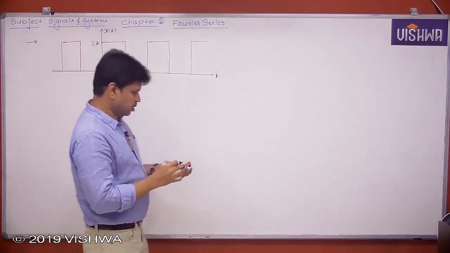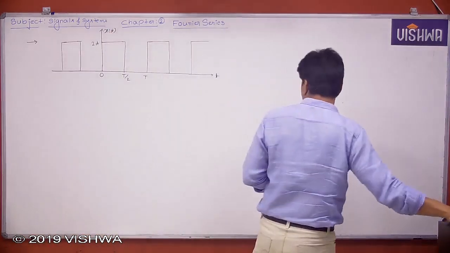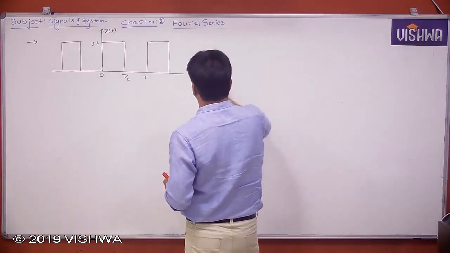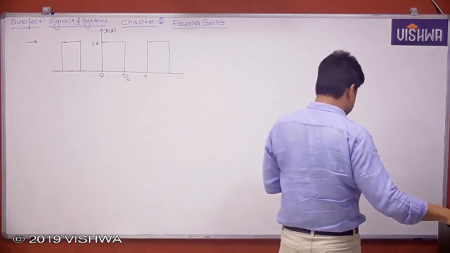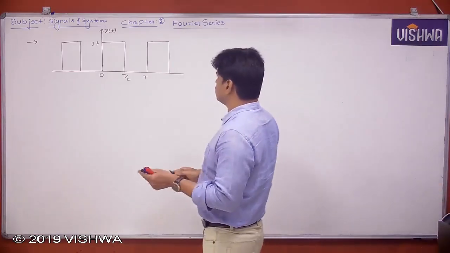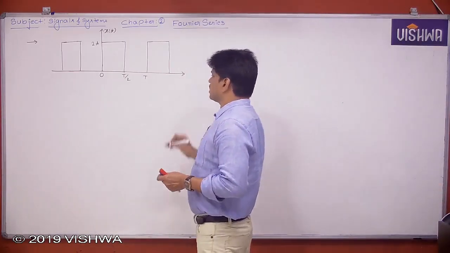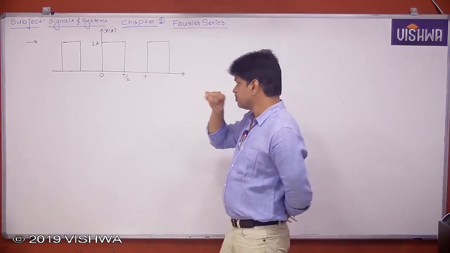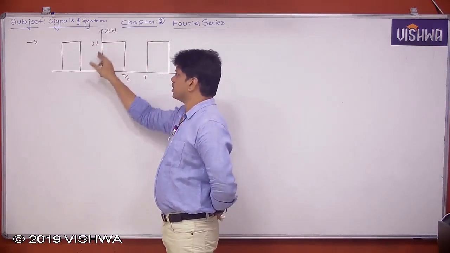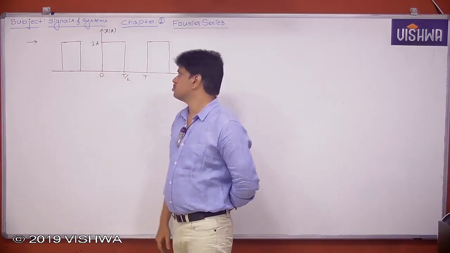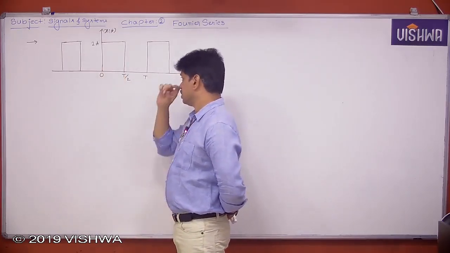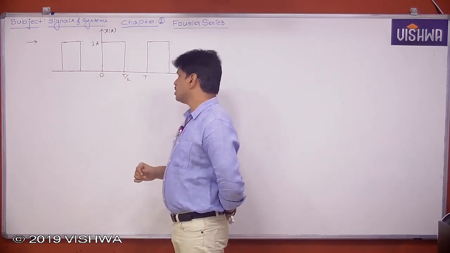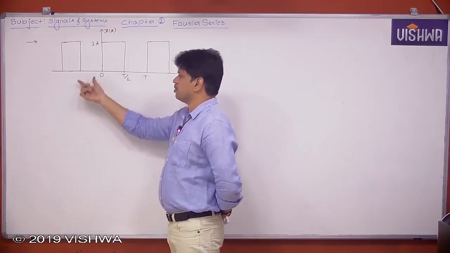Okay, so you tell me, what kind of symmetry does it have? Listen carefully. Is it having even symmetry? If you fold it, you are not getting the 2a here, so it is not having even symmetry. Is it having odd symmetry? That is also not there. We don't have the minus 2a here.